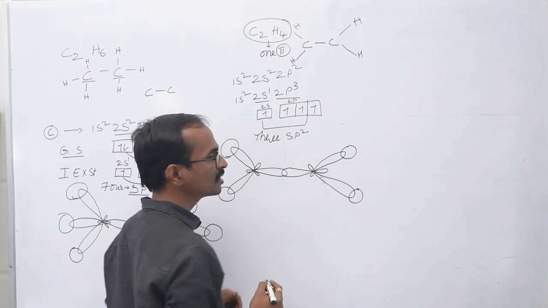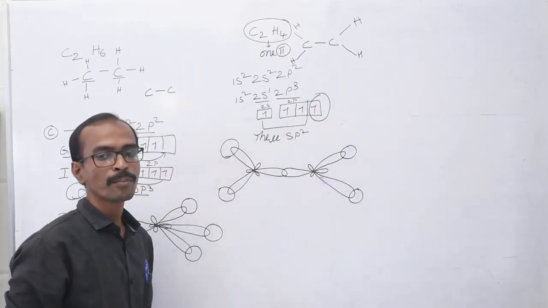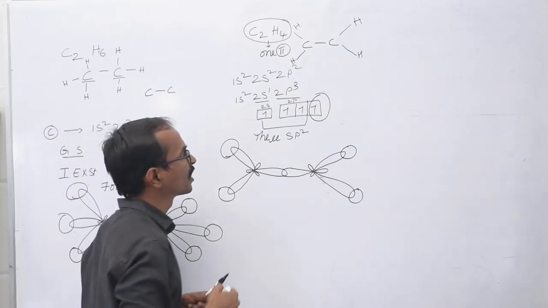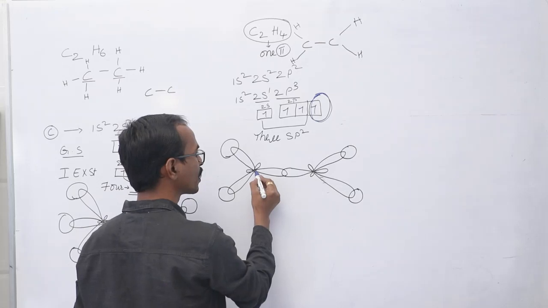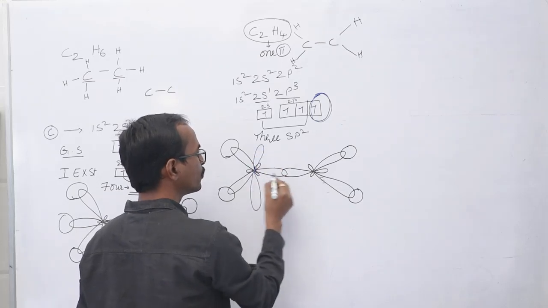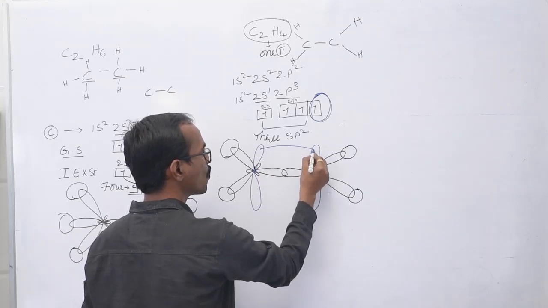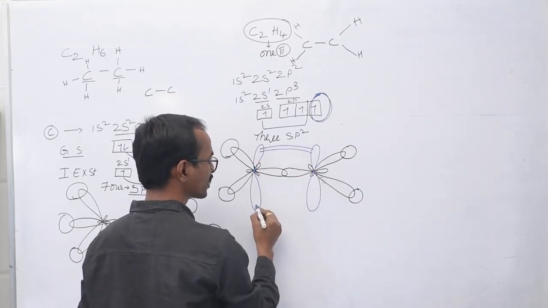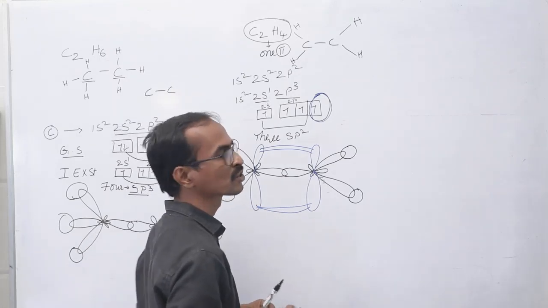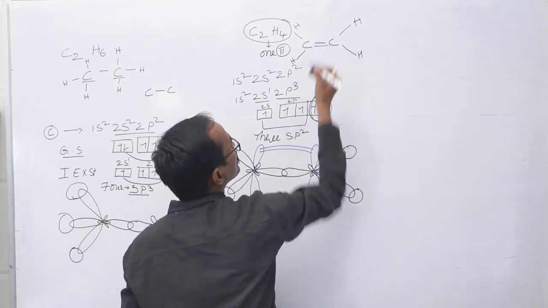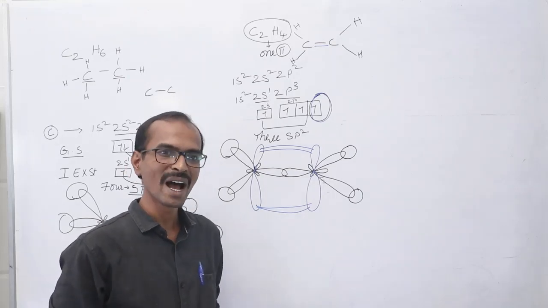After that, here you have one unpaired electron in the pure p orbital. The pure p orbital, which has an unpaired electron, overlaps laterally, in a sideways fashion, to form one pi bond. So the ethylene molecule has one pi bond. This is the structure of ethylene.